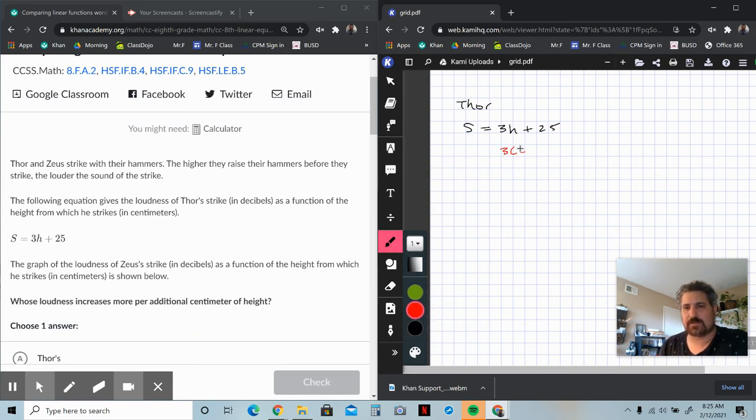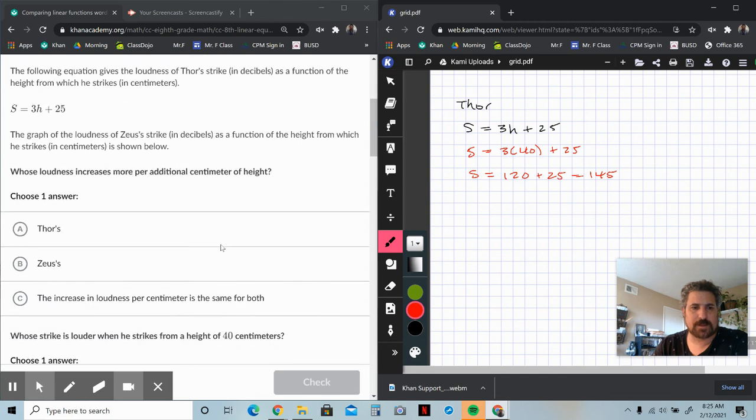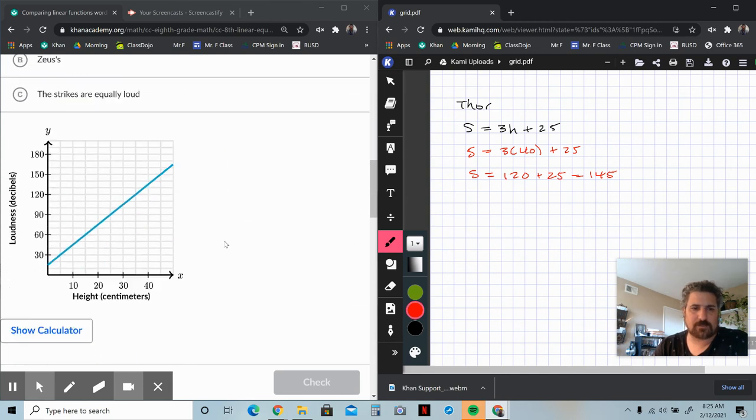So 3 times 40 plus 25, and that's going to equal S. And so what we have there is that S is equal to 120 plus 25, or 145. So that's telling us that for Thor, when he has a strike from 40 centimeters, it's going to be a sound level of 145 decibels. Okay, now let's look at the other graph we have here.